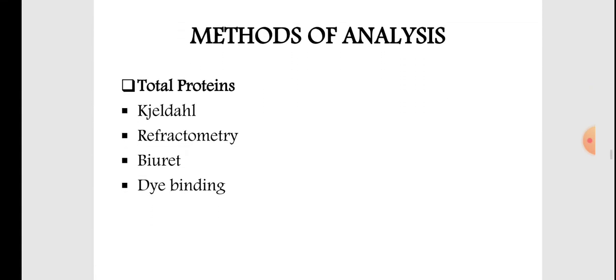Method of analysis. The methods of analysis of total protein include Kjeldahl method, refractometry, Biuret method and dye binding method.